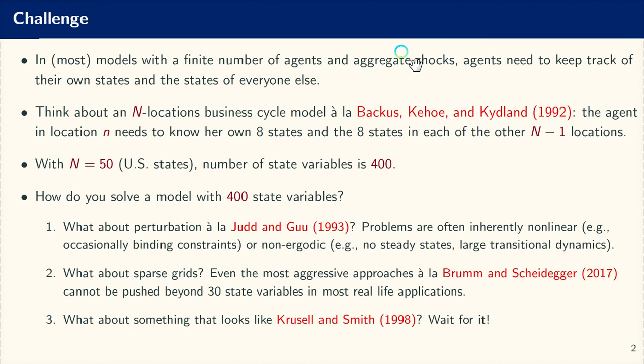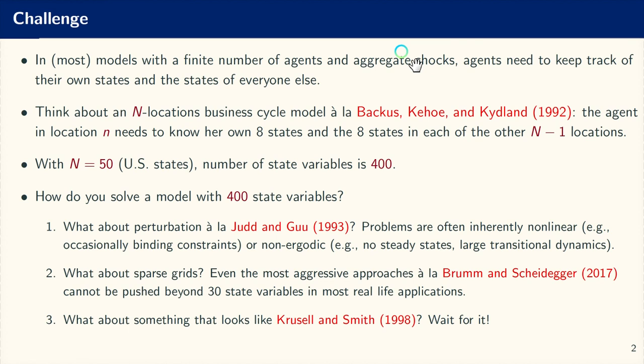Think about models with occasionally binding constraints or non-ergodic behavior. For instance, when we are dealing with models with many locations, sometimes it's hard to think about the existence of a steady state because one location or one firm may be growing faster than other locations. Or we may be dealing with large transitional dynamics. We know that perturbation approaches do not work very well when we have either strong nonlinearities or non-ergodic behavior.